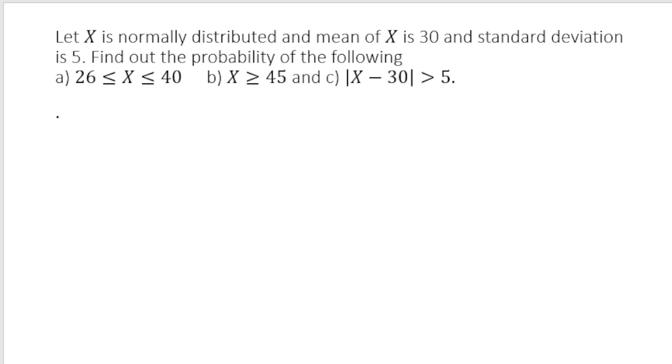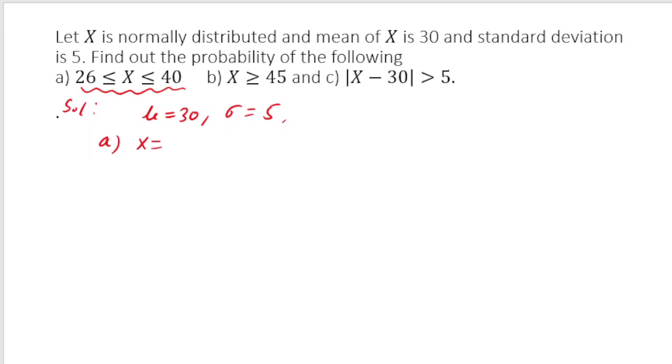Okay, let us quickly solve a few more problems, and this time I will not be using both the tables, I will be just using one of the tables. So how to solve this kind of problem? Let x be normally distributed, with mean of x equal to 30, so mu is equal to 30, and standard deviation sigma is equal to 5. The first question is that x should lie between 26 and 40.